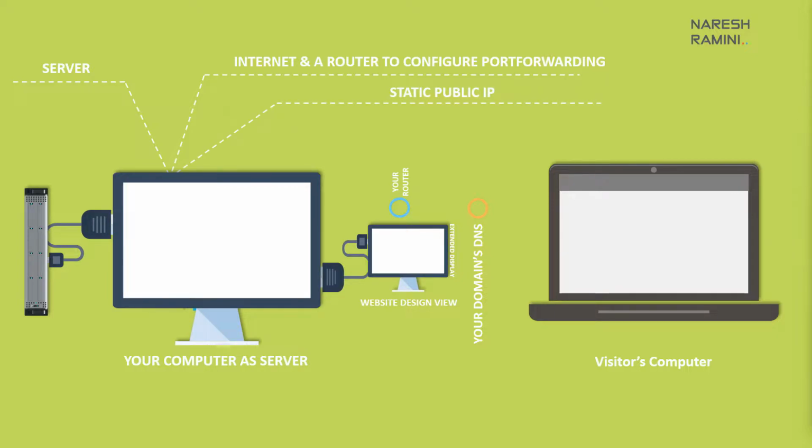Static public IP address. You need a static public IP address. You need to request your internet service provider to provide one, and they would provide you one on a chargeable basis. Port 80 and port 443 should be unblocked by your ISP. You need to request your internet service provider to unblock port 80 and port 443. HTTP connections use port 80 and HTTPS connections use port 443. Domain and DNS. You need to register a domain name and configure your domain name's DNS to point its A record to your public IP address.